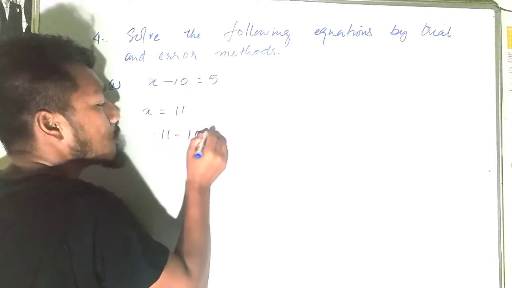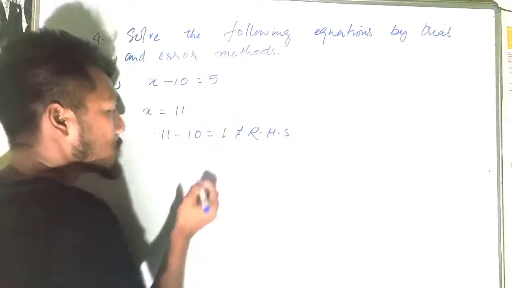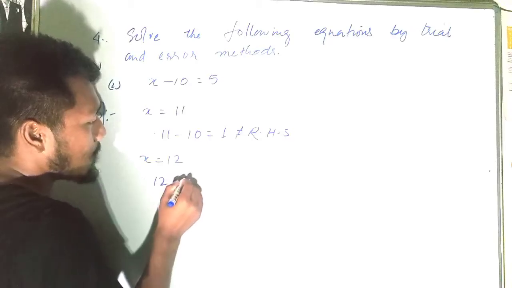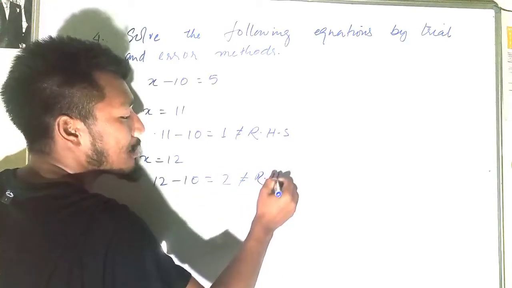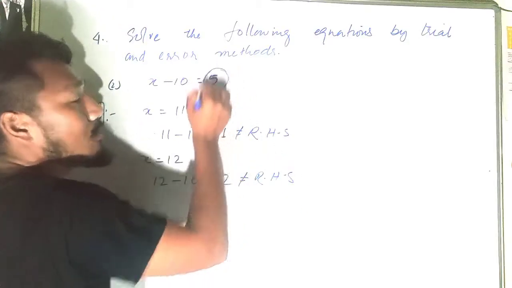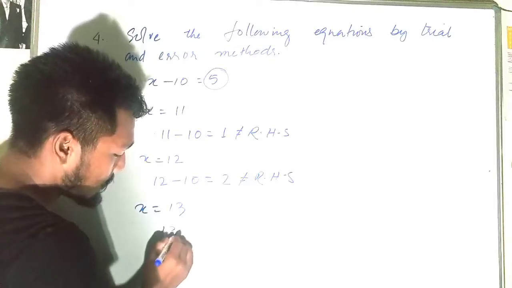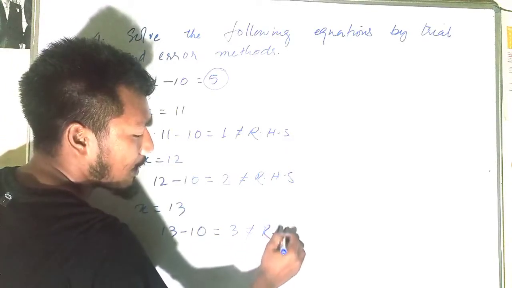11 minus 10, what do you get? 1. This is not equal to the right hand side. Yes or no? Next we will increase 11 by 2. x is equal to 12, that means 12 minus 10 is equal to 2. Again that is also not equal to the right hand side. Why? Because our right hand side is only 5. Then again we will put x is equal to 13. That means 13 minus 10 is equal to what? 3. That is also not equal to the right hand side.